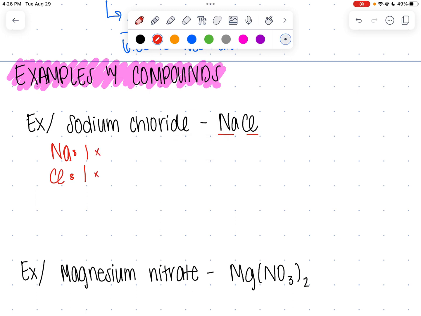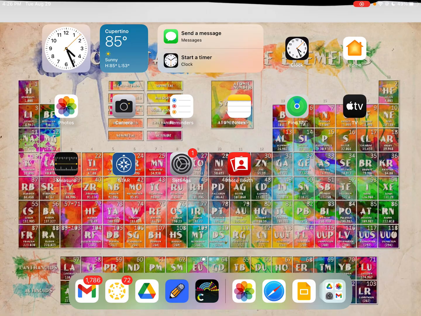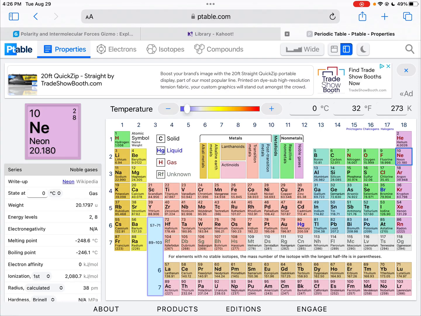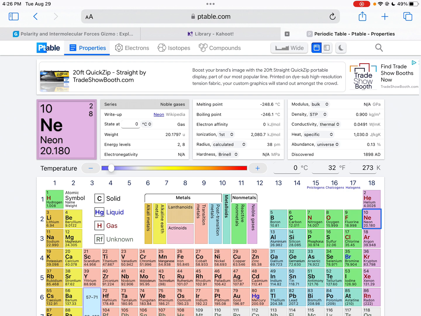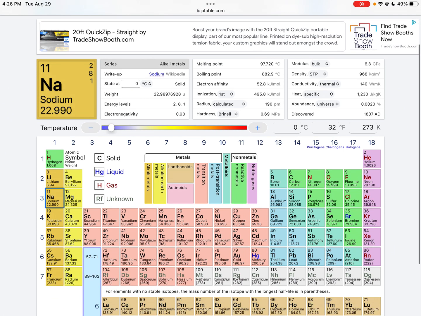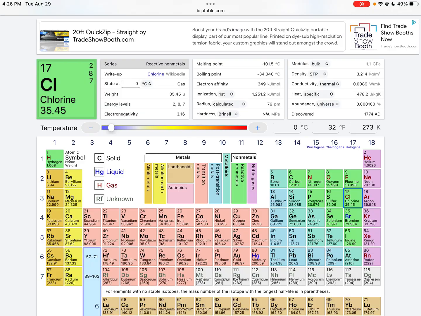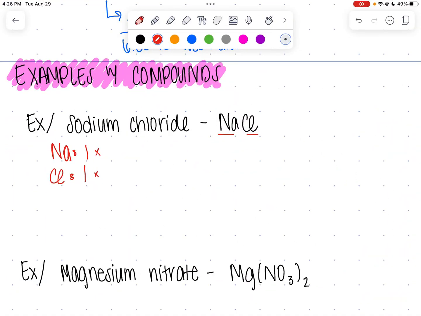So for sodium and chlorine, you're going to look them up on the periodic table. Let me pull up the periodic table here. Sodium's right here, 22.990, and chlorine's right here, 35.45. So I'm going to head back and write those in. 22.990 grams for 1 mole of sodium atoms, and 35.45 grams for a chlorine atom. I only have 1 of each of these atoms present, so I don't have to do any extra multiplication for this step.